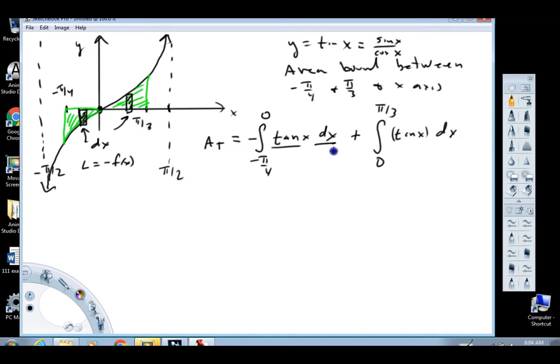All right, now we'll start working on the integrals themselves. So tangent is sine over cosine. So I think what I'll do is take these integrals one at a time. Take the first one here. Minus integral from minus pi over 4 to 0. And I'm going to go ahead and write this sine x over cosine x dx.